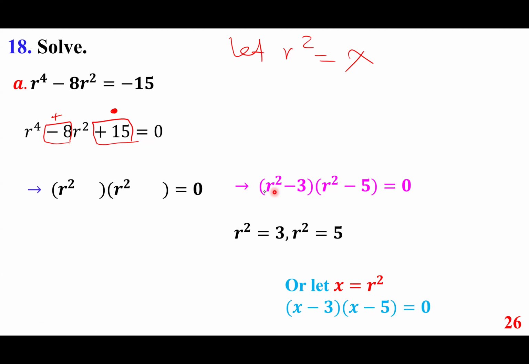So if r squared is 3, r is plus minus square root of 3. If r squared is 5, r is plus minus square root of 5. So those are the 4 answers, everybody.